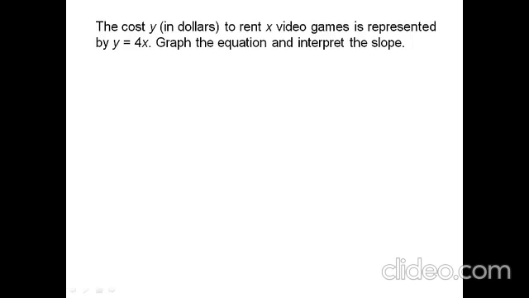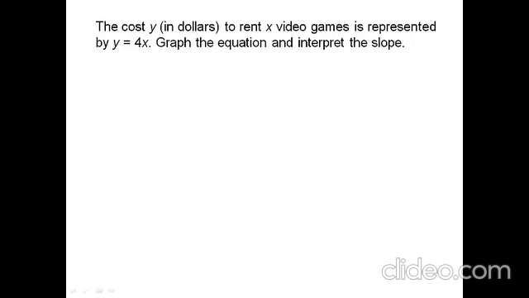The cost y in dollars to rent x video games is represented by y equals 4x. Graph the equation and interpret the slope. The equation shows that the slope m is 4, so the graph passes through (0, 0) and (1, 4).